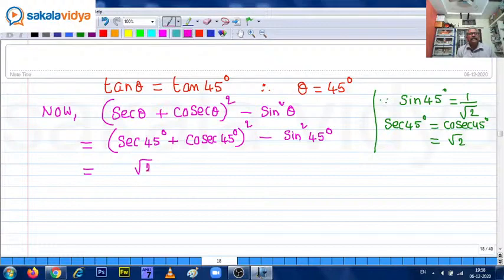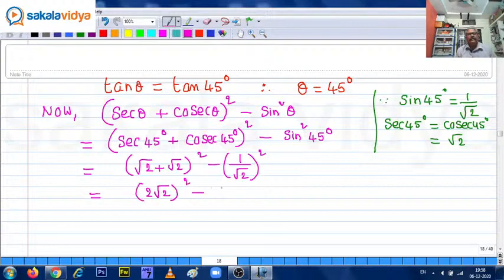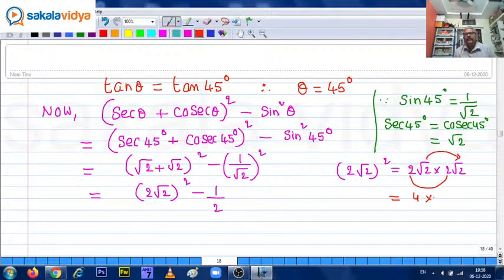Root 2 plus root 2 whole square minus (1 upon root 2) whole square. Root 2 plus root 2 is 2 root 2, whole square, minus 1 upon root 2 square, which is 2. Let me explain. 2 root 2 whole square means 2 root 2 multiplied by 2 root 2. 2 into 2 is 4, root 2 into root 2 is 2, and 4 into 2 is 8. So 2 root 2 whole square is 8.